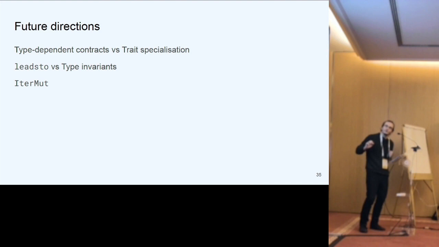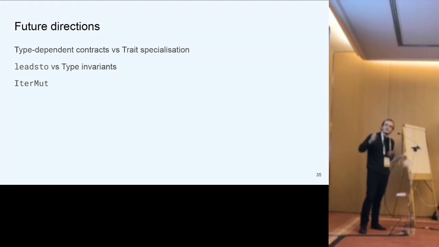Some future directions. This idea of type-dependent contracts is very similar to what trait specialization might do in Rust eventually, when it's more publicly available and more stabilized. So it could be that type-dependent contracts can eventually be replaced with this proper feature.